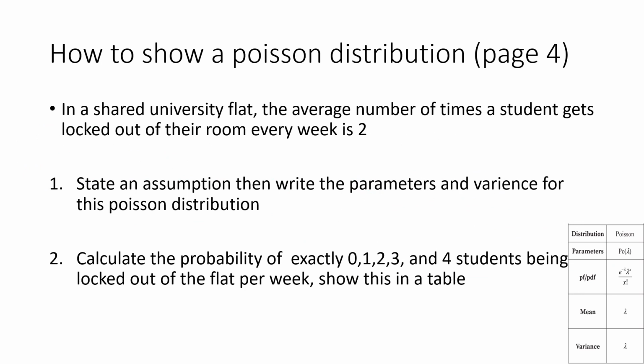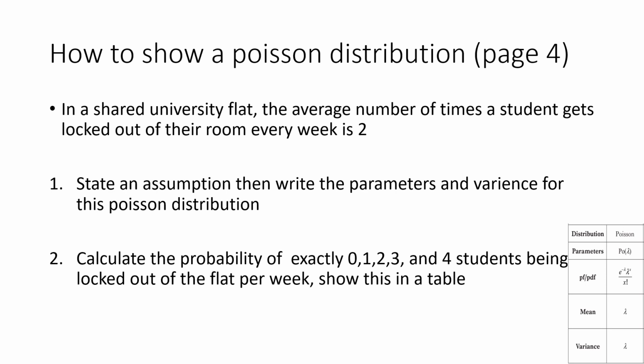Let's do the following question. We will need the data booklet for this, and we will need to look at page 4. In a shared university flat, the average number of times a student gets locked out of the room every week is 2. Give an assumption, then write the parameters and variance for this Poisson distribution.